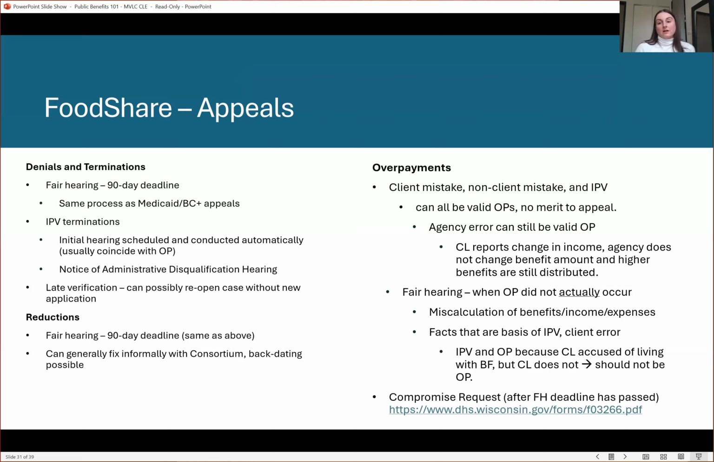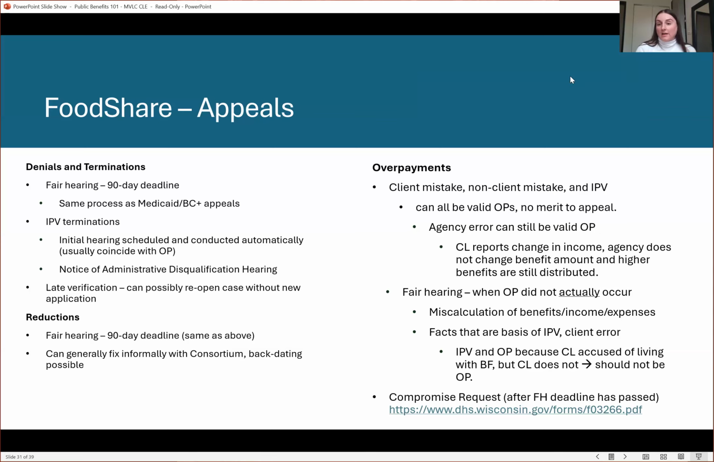And then overpayments, as I said, there's client mistake, there's non-client mistake, agency error, and then intentional program violations. In intentional program violations, those can and should be appealed, especially when the facts are incorrect. We get a lot of fair hearing cases with intentional program violations that actually did not occur. Those can be appealed, but as far as client mistake and non-client mistake, they really can be a valid overpayment unless it just didn't actually happen. If it was a miscalculation of benefits, it really could be an overpayment, even if it was the agency's fault for not updating information, still distributing benefits, even though you told them you're making a new amount of money, it still can be a valid overpayment with no merit to appeal, unfortunately.